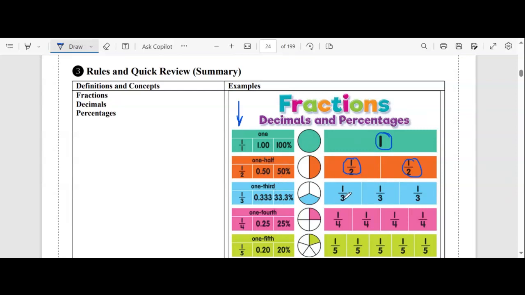Now, what about this one? We have how many parts here? 3 parts. 1 over 3, that's fraction, right? How can I write this in decimal? Then you do long division. 0.333. It's not stopping, repeating. And in percent, you make it what?